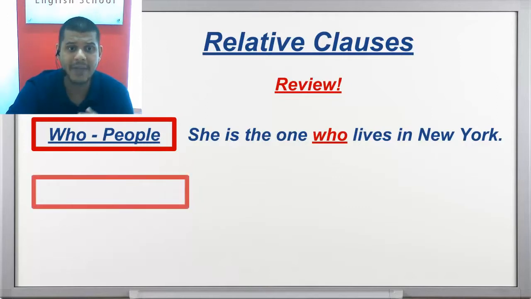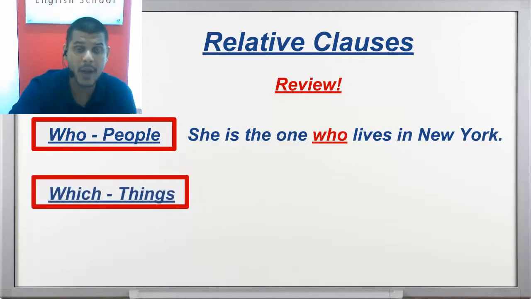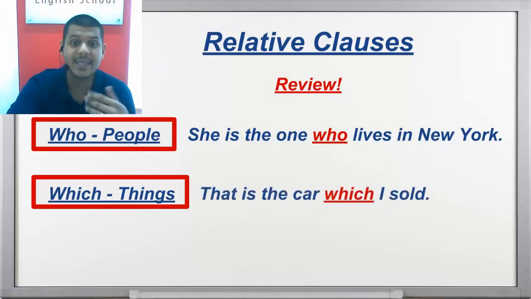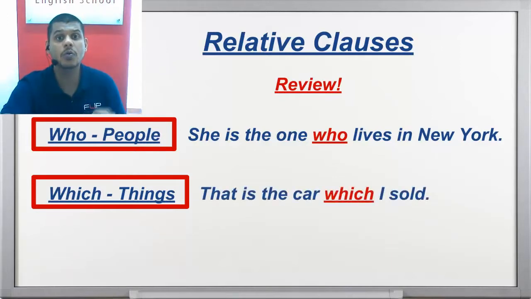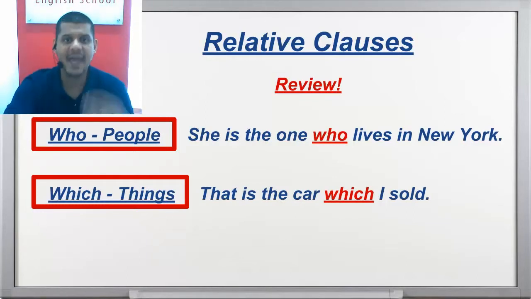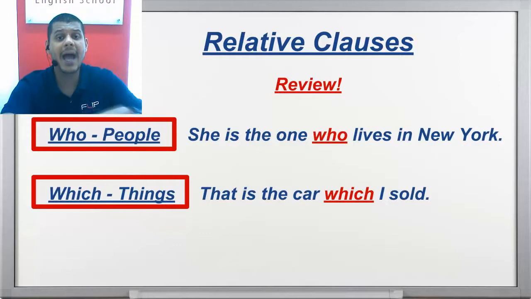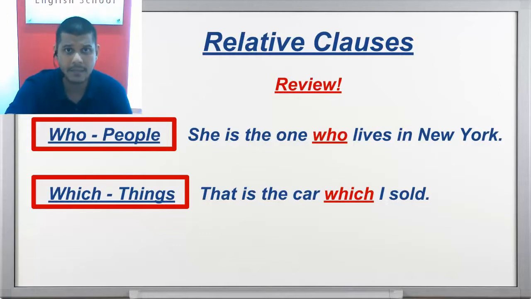Another topic I have is which. Remember, I use which for things, as in the example: That is the car which I sold. The car is an object. It's a thing. So, that is the car which I sold.